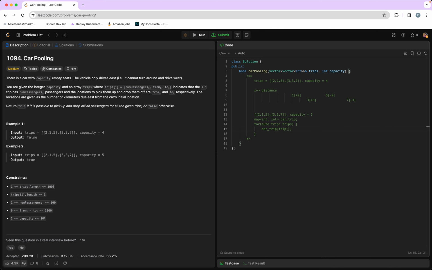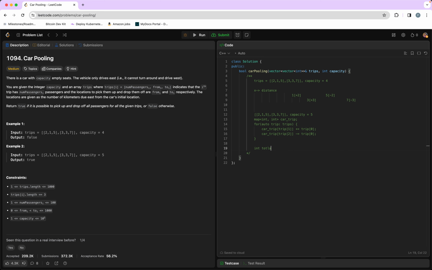So how can we represent that? It would be just this. So trip 1 represents the starting point at which the passengers are entering our car, and trip 0 basically represents how many persons are entering our car, right? Similarly, for the other index, we would be subtracting those number of passengers from our trip.